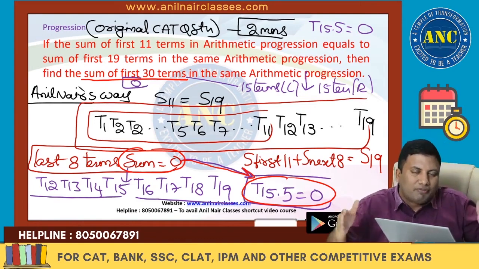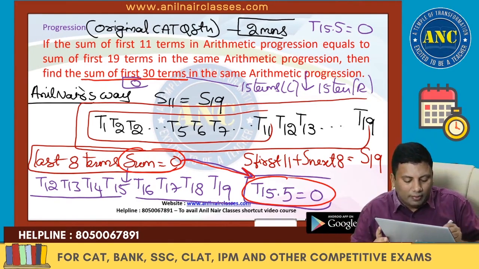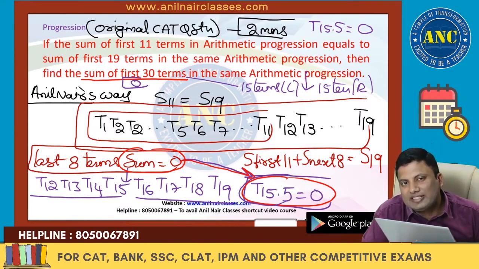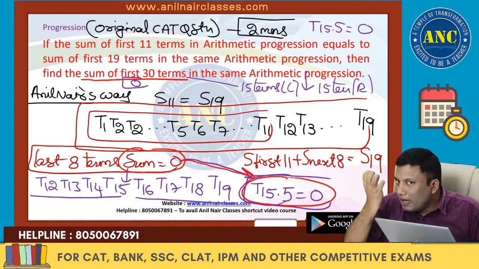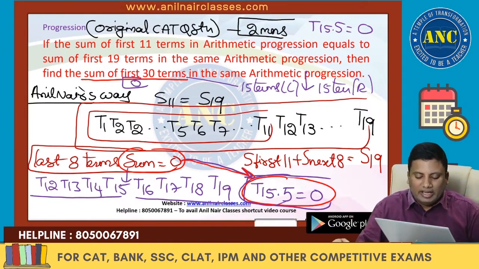4 to the left, 4 to the right. Middle value of last 8 terms will be 0, which is T15.5 is 0. If the average is 0, sum will be 0, because average is sum of the quantities by the number of quantities. I hope it is clear.